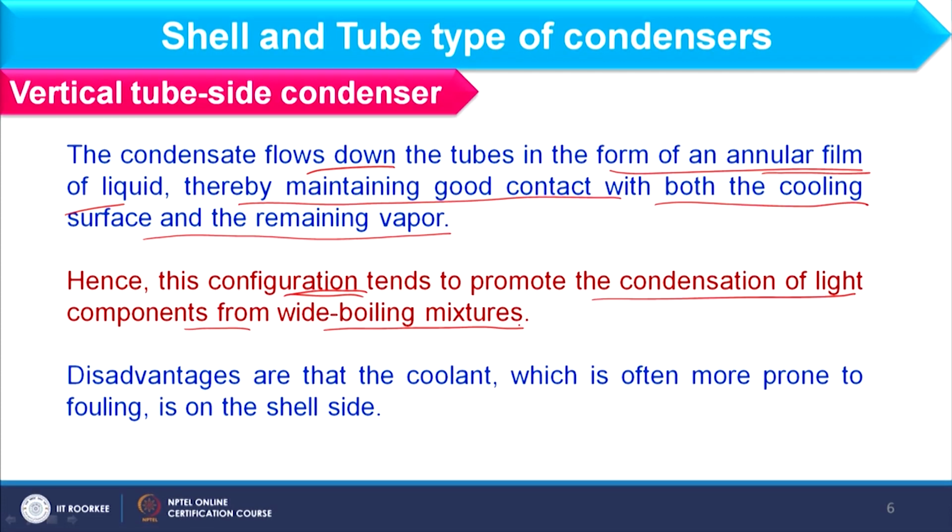And as far as disadvantage is concerned, the disadvantage is that coolant, which is often more prone to fouling, is on the shell side. Because we have considered corrosive vapor and that should be allocated to tube side, but at the same time coolant must have some fouling tendency. So, it will create more dirt in shell side, and that is the disadvantage because shell side cleaning is not easy in comparison to tube side, right. And now we will focus on the schematic.